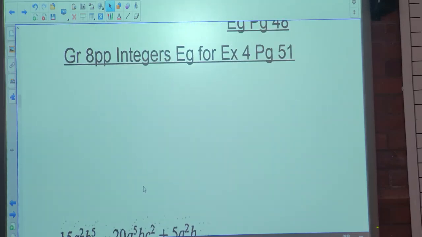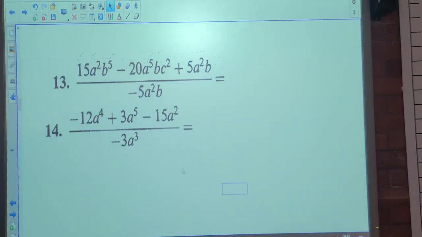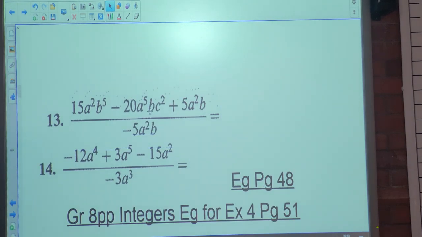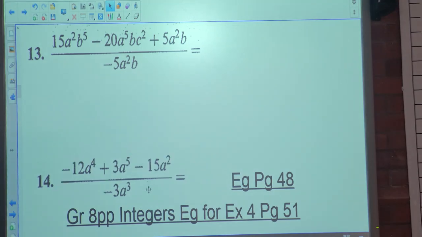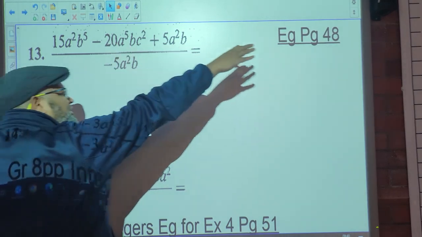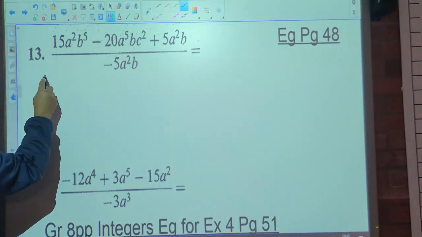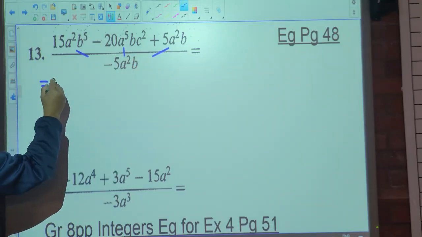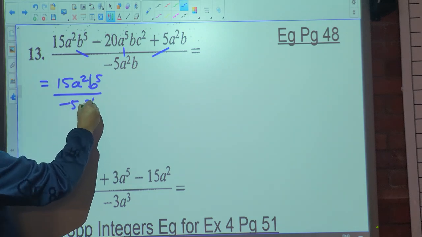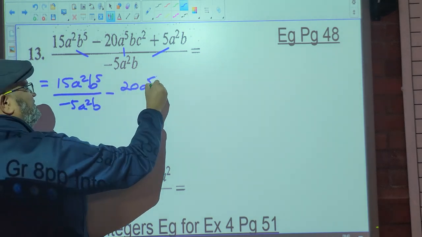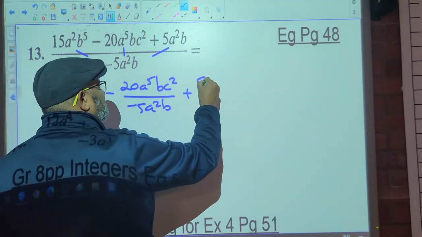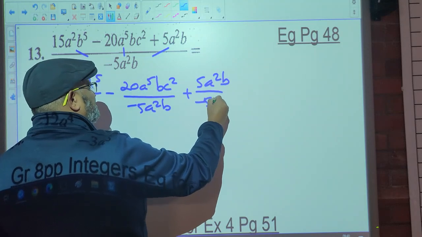These are the last ones, page 48. Let's look at the first one. People, the reason why I wrote to the side was because of space constraint, okay? You guys just write one below the other, so you put each one on its own. So it's going to be 15a squared b5 over negative 5a squared b minus 20a5bc squared over negative 5a squared b plus 5a squared b over negative 5a squared b.